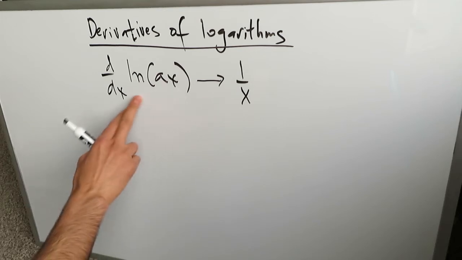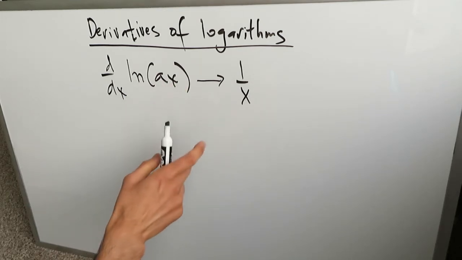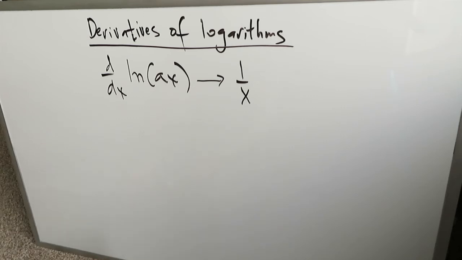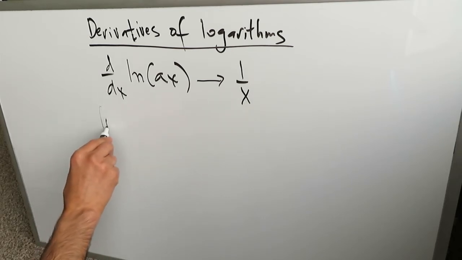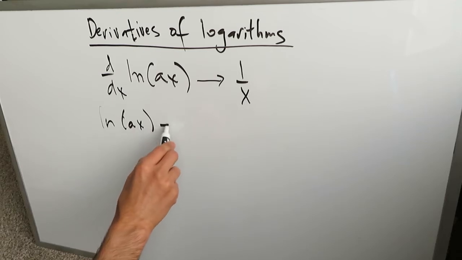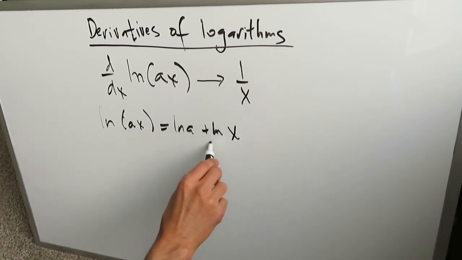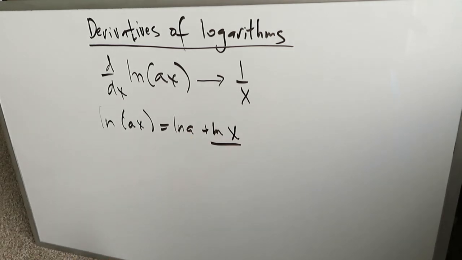Let's look at this one over here. When we do the derivative of something which looks like this, basically what happens is the a disappears, doesn't it? You don't see a in the answer, and I'll show you two reasons why. You can write natural log using the properties of logarithms. Natural log ax can be written as natural log a plus natural log x. This right here is a variable component, this right here is just a constant.